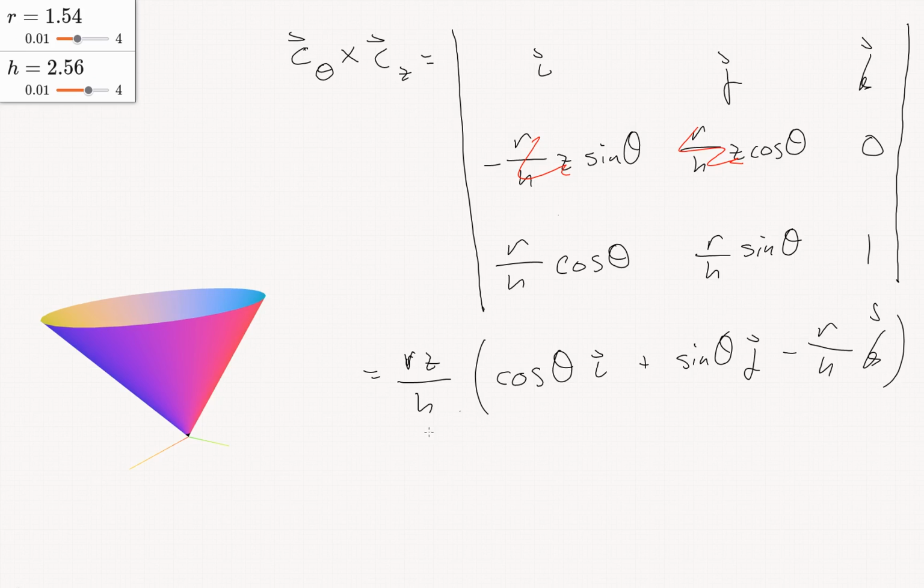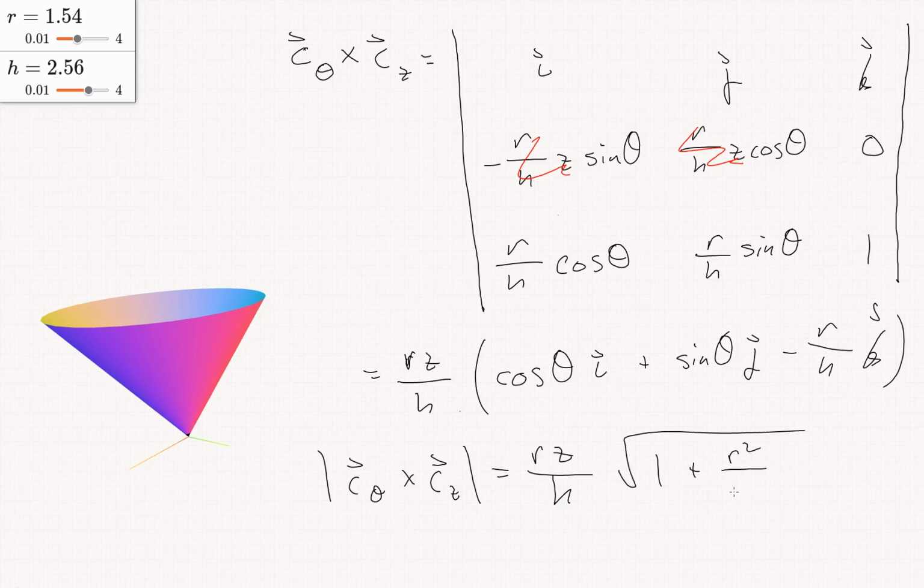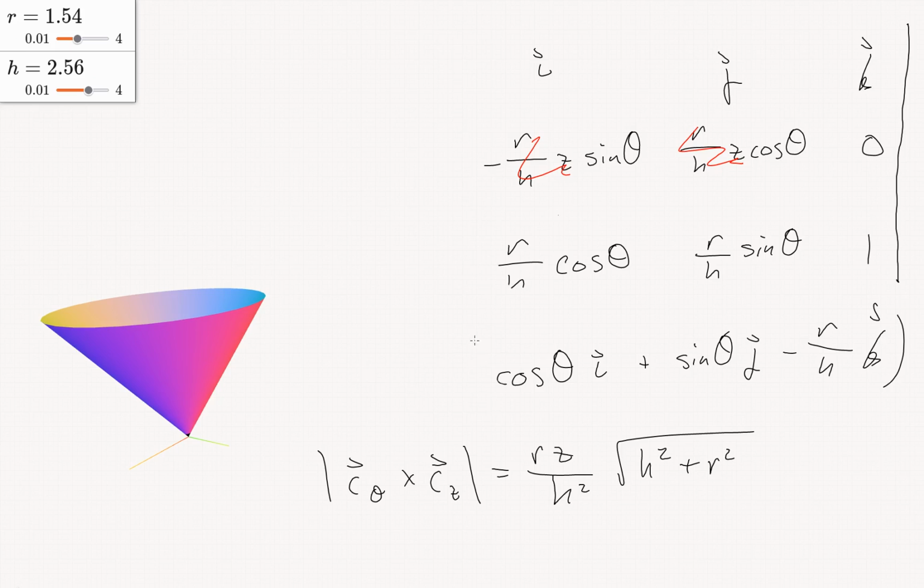Now the magnitude of C theta cross C z is r z over h, and then what's the magnitude of the rest? That'll be the square root of 1, because cos squared theta plus sine squared theta, plus r squared over h squared. We can write this as all over h squared, h squared plus r squared over h squared, and pull the h squared out of the square root. So this becomes r z over h squared times the square root of h squared plus r squared. Now we just need to integrate that.